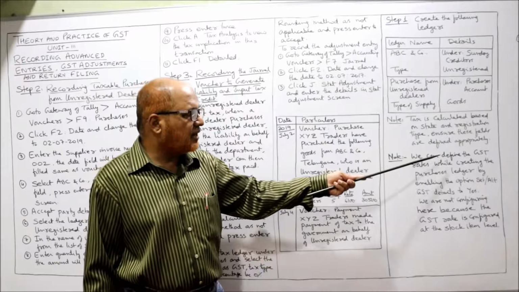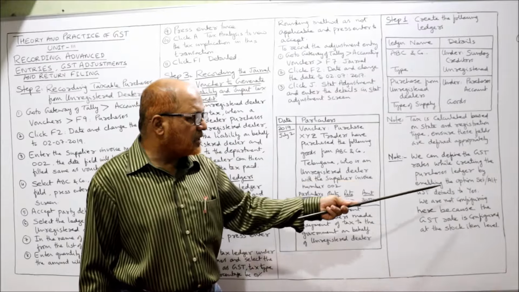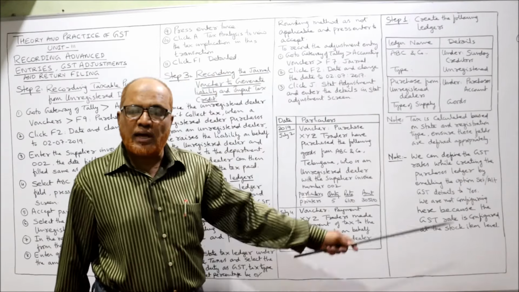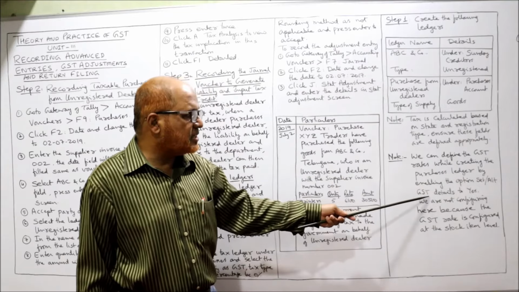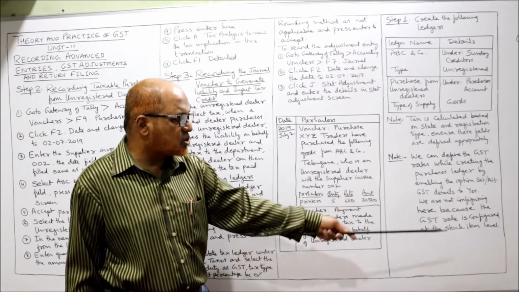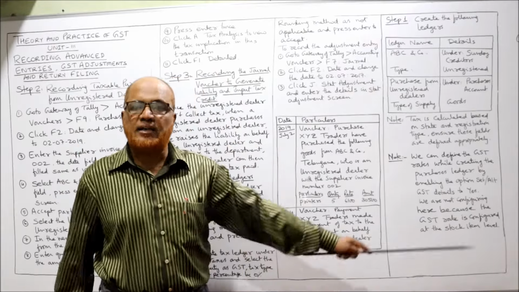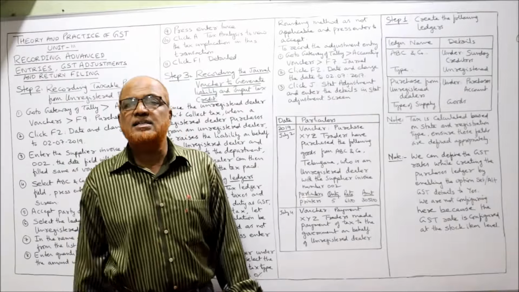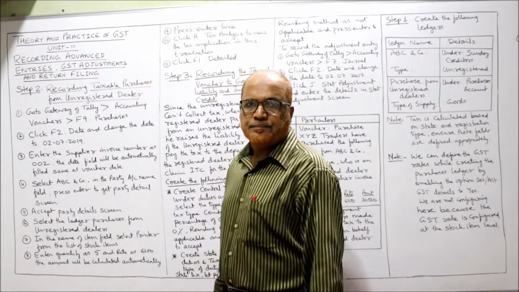Then note, we can define the GST rates while creating the purchase ledger by enabling the option set alter GST details to yes. So if you want to enter the tax rates, you can enter them here in the purchase ledger. We are not configuring it here because the GST rate is configured at the stock item level. So we will assume the GST rates were already assigned at the stock item level, and we are not giving the GST rates at the ledger account level. This is step number 1. Now step number 2.